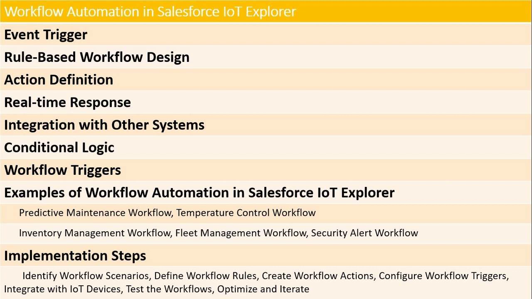Real-time response. Overview. Workflow automation provides real-time responses to IoT events. Details. The system processes events as they occur, allowing for immediate actions and responses. This real-time capability is crucial for scenarios that require swift reactions, such as preventive maintenance or anomaly detection.